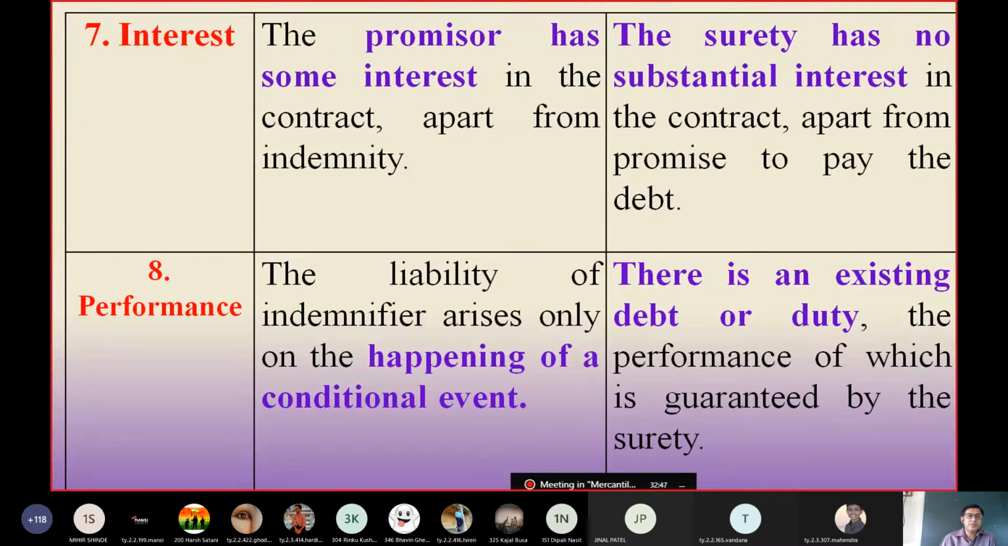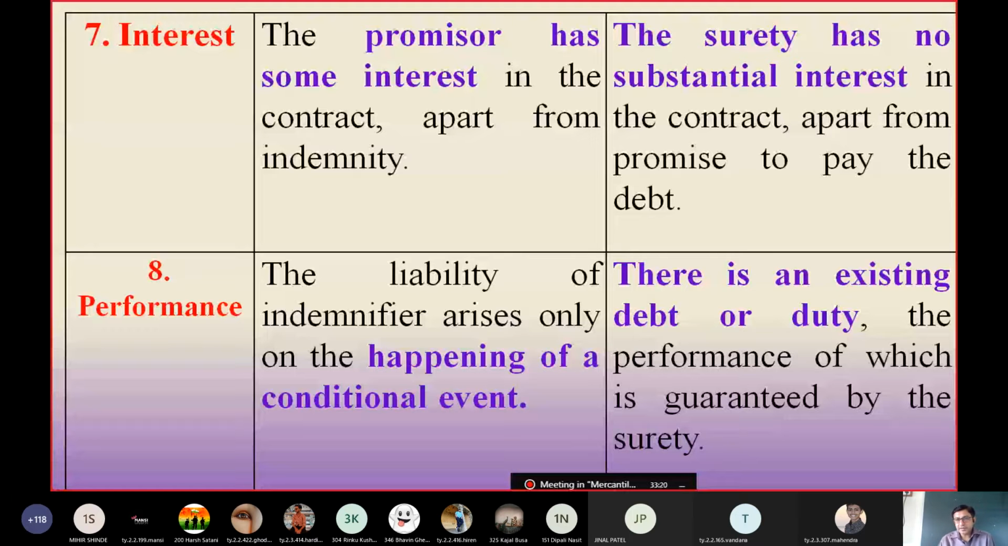You have provided something to the promisee. The promisee is going to pay something to the promisor for providing protection, and that is considered the premium. So it's a source of income for the insurance company as a promisor. So there is some interest related to the indemnity contract, and who is having the interest? Sir, the promisor is having an interest in the contract. He is going to earn something from such a contract. So both are benefited. The promisor earns, and the promisee gets protection.